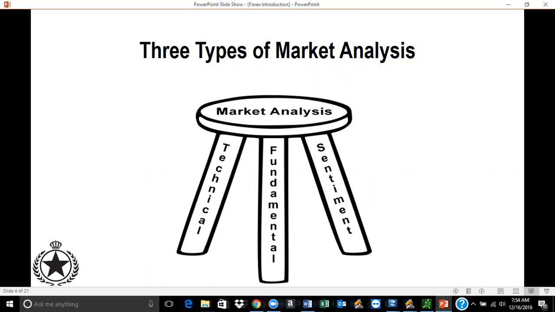All right. So those are the three pillars that are vitally important before you place a trade. You have to have an understanding of all three. And if you have an understanding of all three, it's going to help you to have success in the trading market.